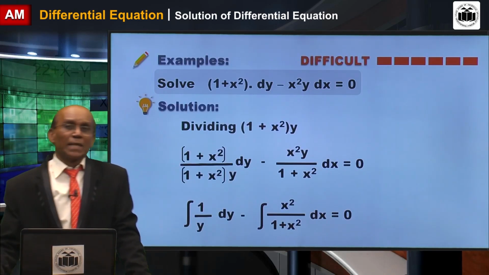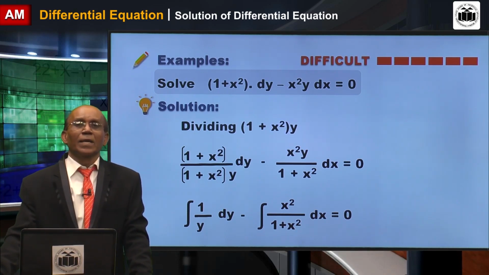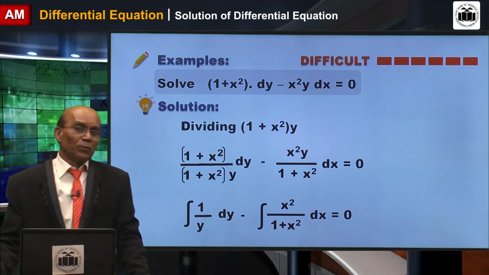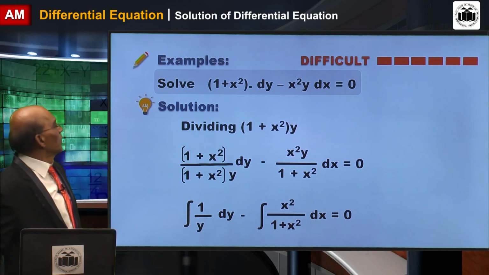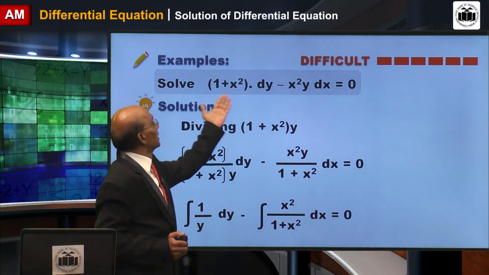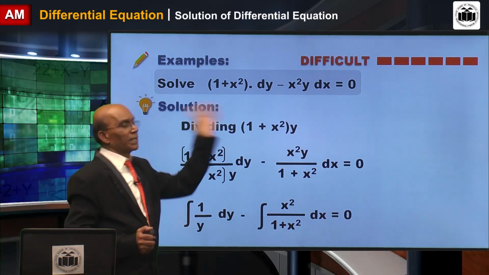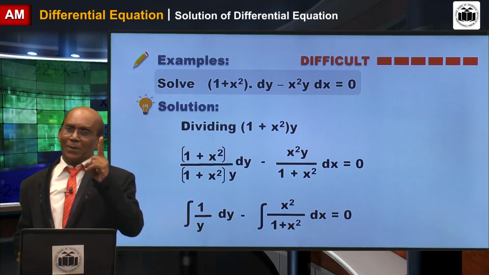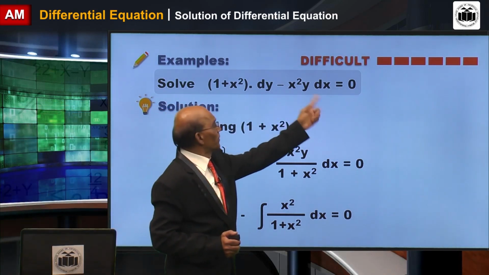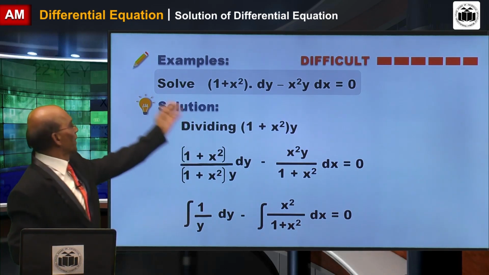So the next typical example is: solve (1 plus x square) dy minus x square y dx equals 0. Solution for this one: now again we need to recognize whether this is linear or variable separable. Two terms are here, so definitely this equation is variable separable. We see only two terms are there, and hence we can separate the variables.